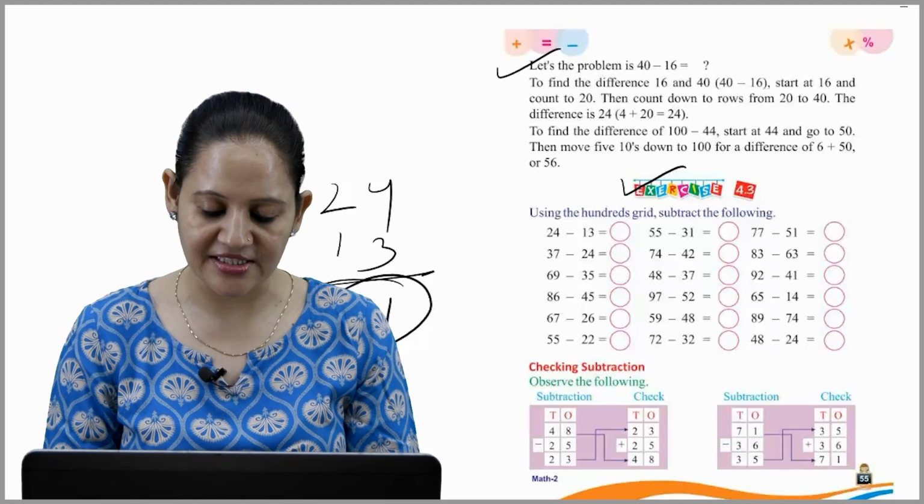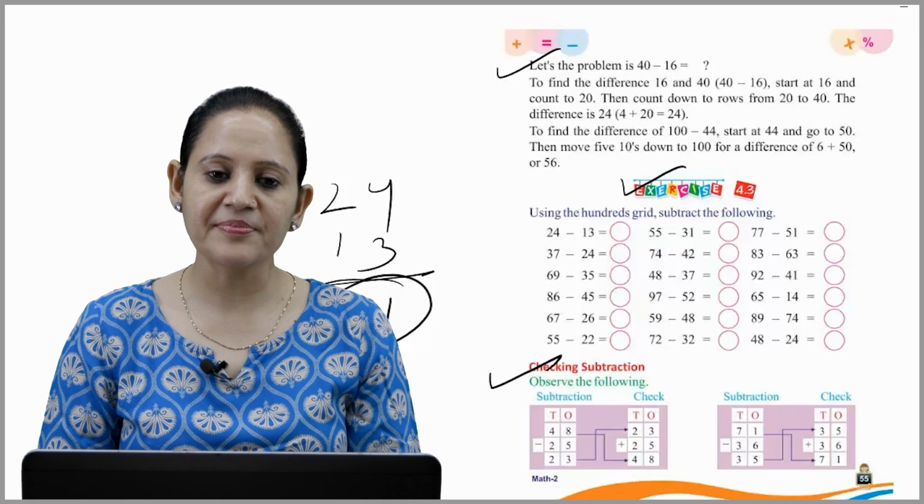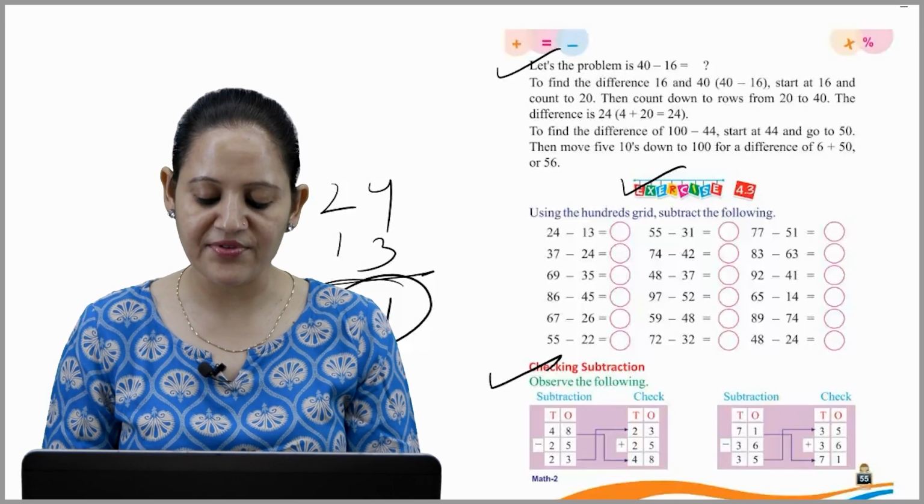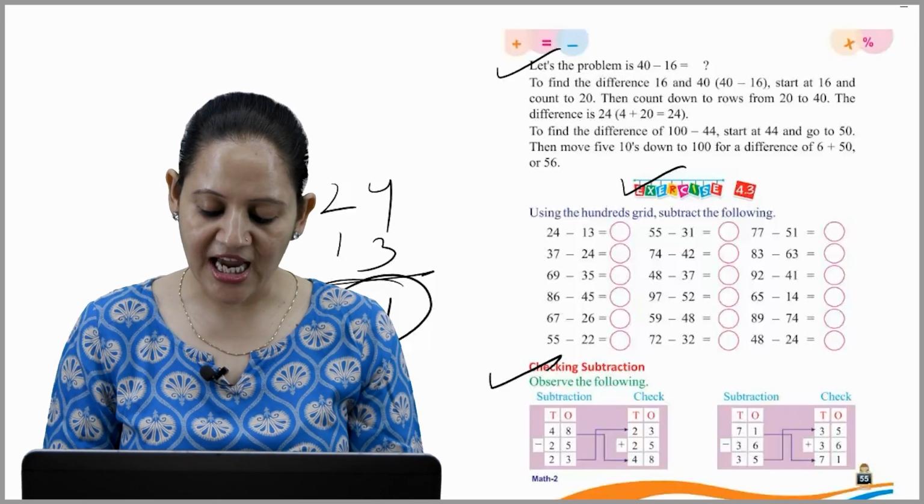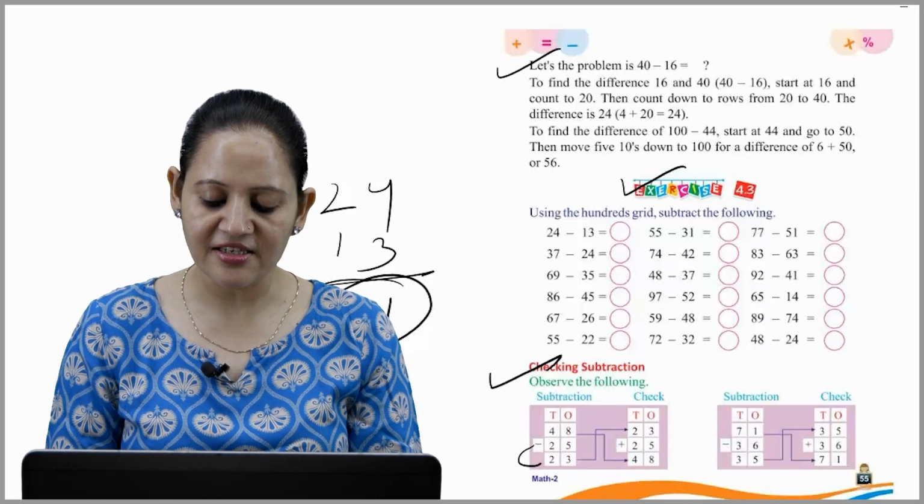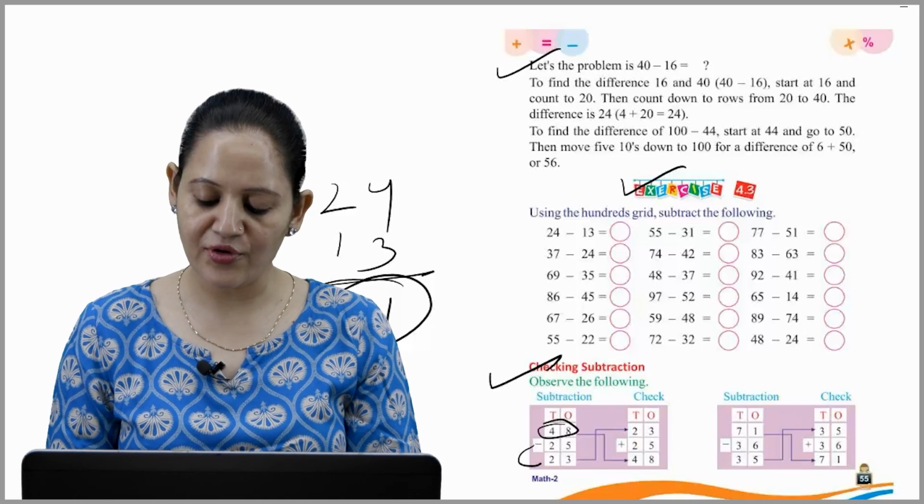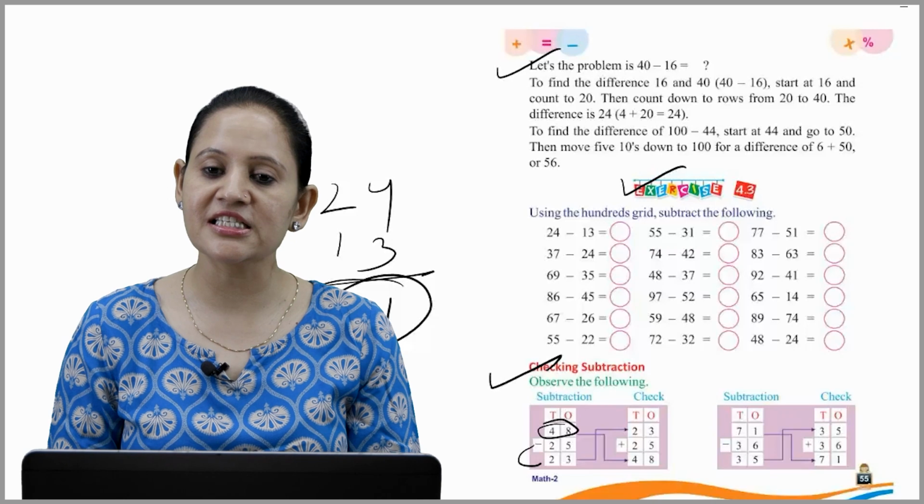Next is checking subtraction. Observe the following. Subtraction. 48 minus 25 gives you 23. If we add these two numbers, 25 and 23, we get the greater number जो भी है, we'll get that number 48. That means our subtraction is correct.